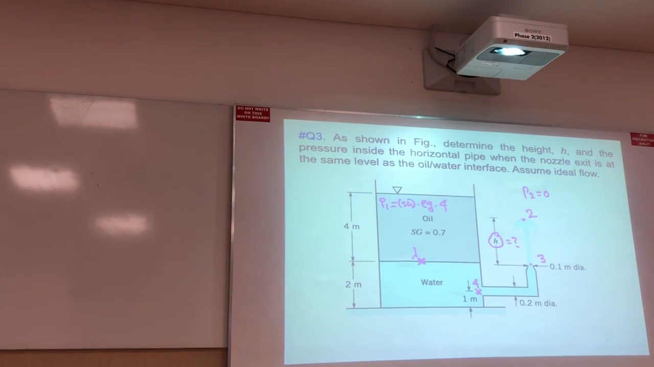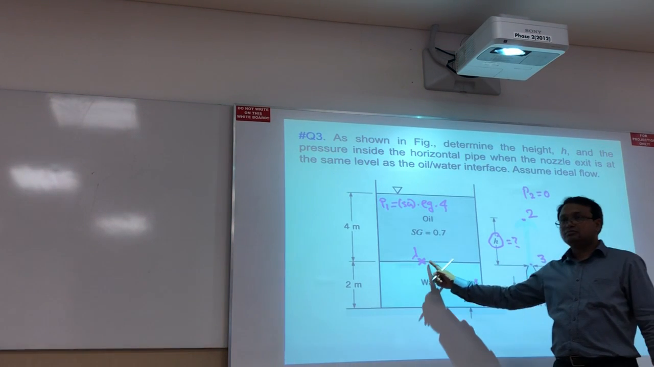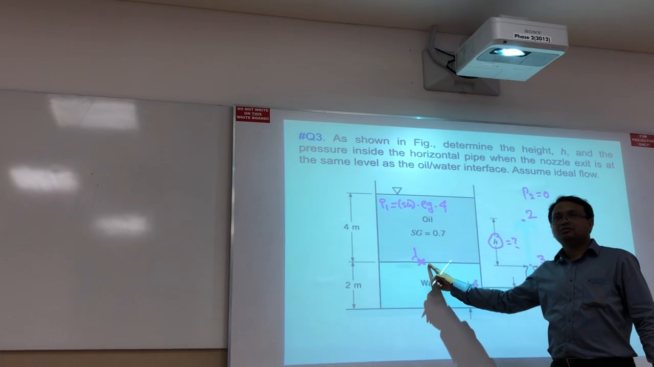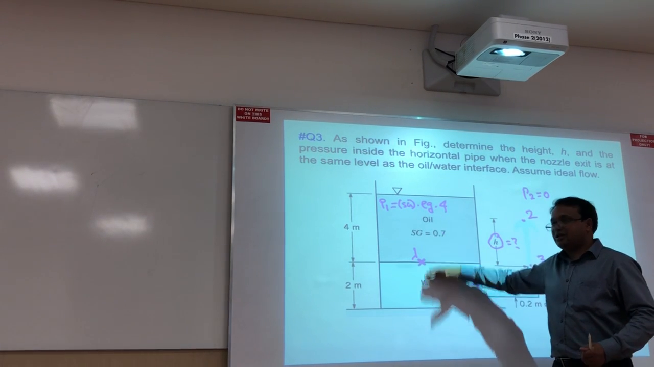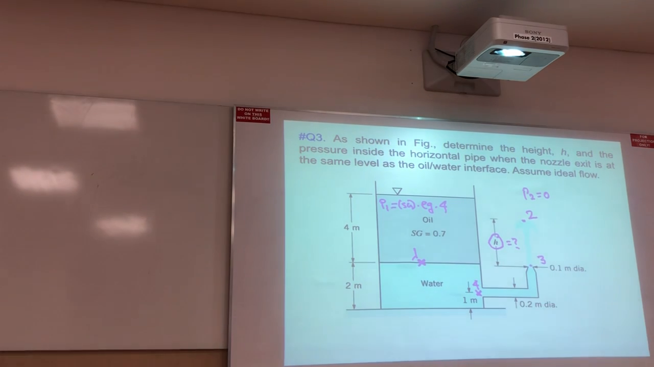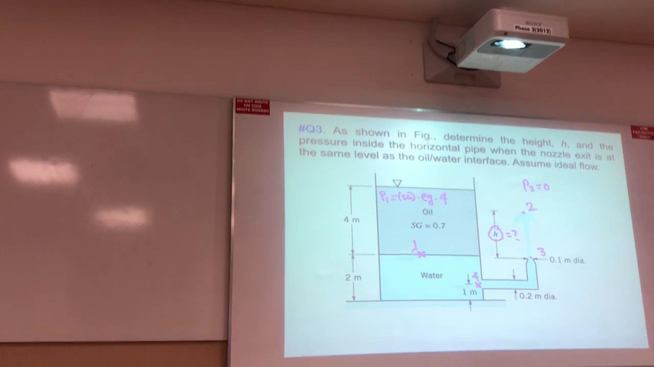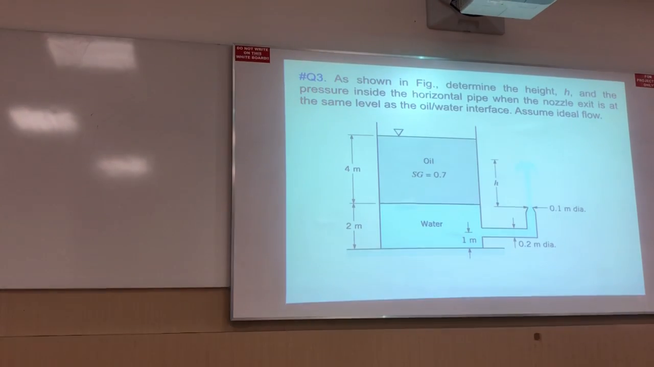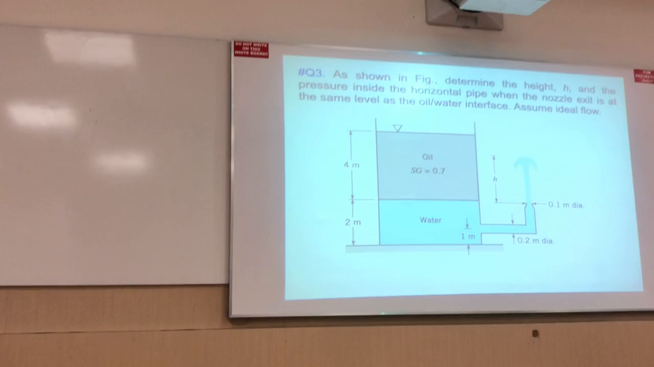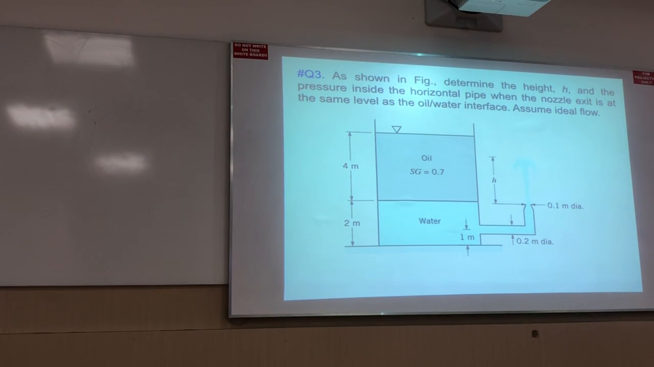So what is the velocity V1? Velocity here, V1, is 0 because they are not moving. 0. 0. Then I can write V1, wow, very, very simple. Never mind.